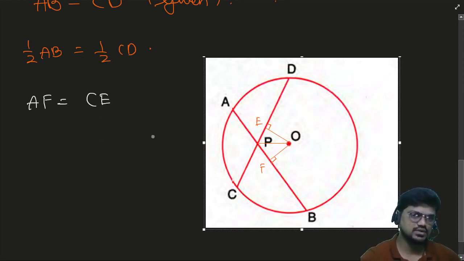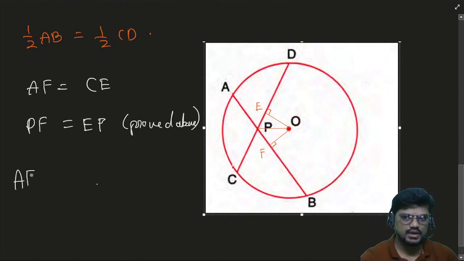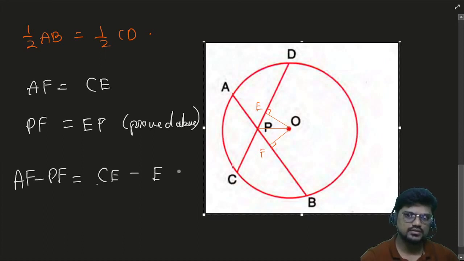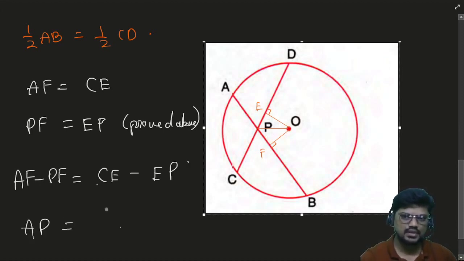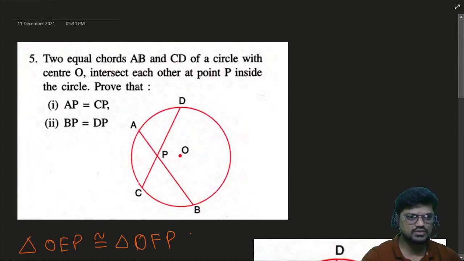We also know that EP is equal to PF, or you can say AF is equal to CE. We have just got it. We also know that PF is equal to EP, proved above. So if I subtract both of them, AF minus PF will be equal to CE minus EP. So AF minus PF will be how much? AP, and CE minus EP will be CP. So that's it, the first one has been proved. AP is equal to CP. Got it?